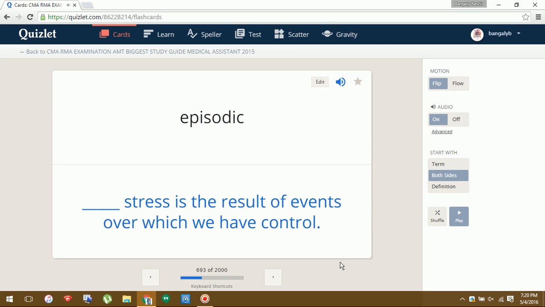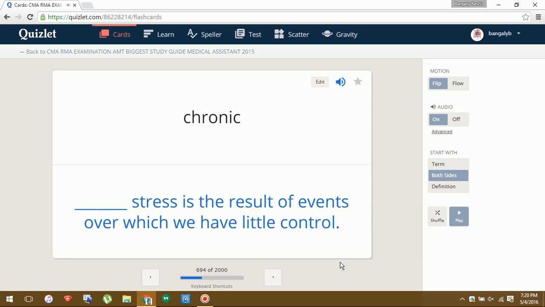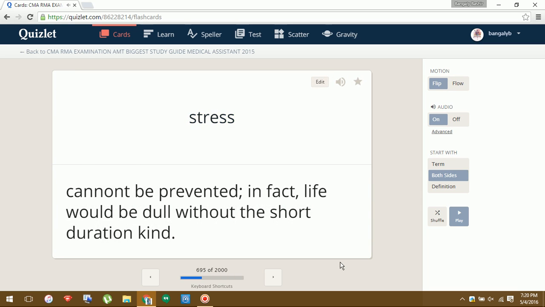Episodic. Blank stress is the result of events over which we have control. Chronic. Blank stress is the result of events over which we have little control. Stress cannot be prevented. In fact, life would be dull without the short duration kind.